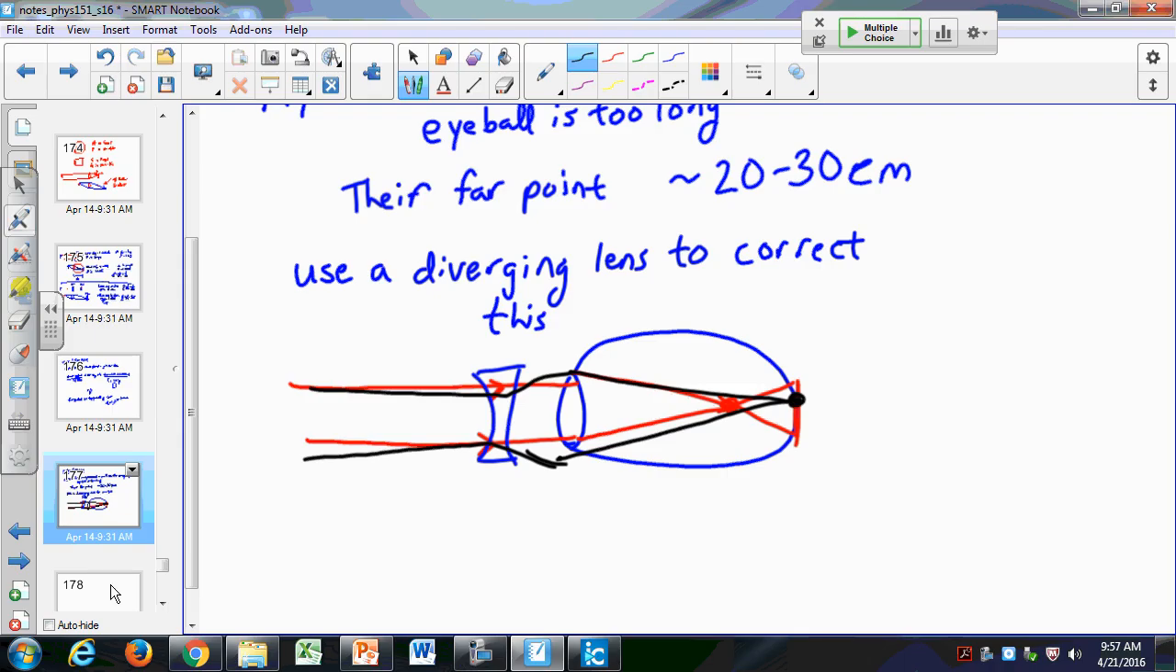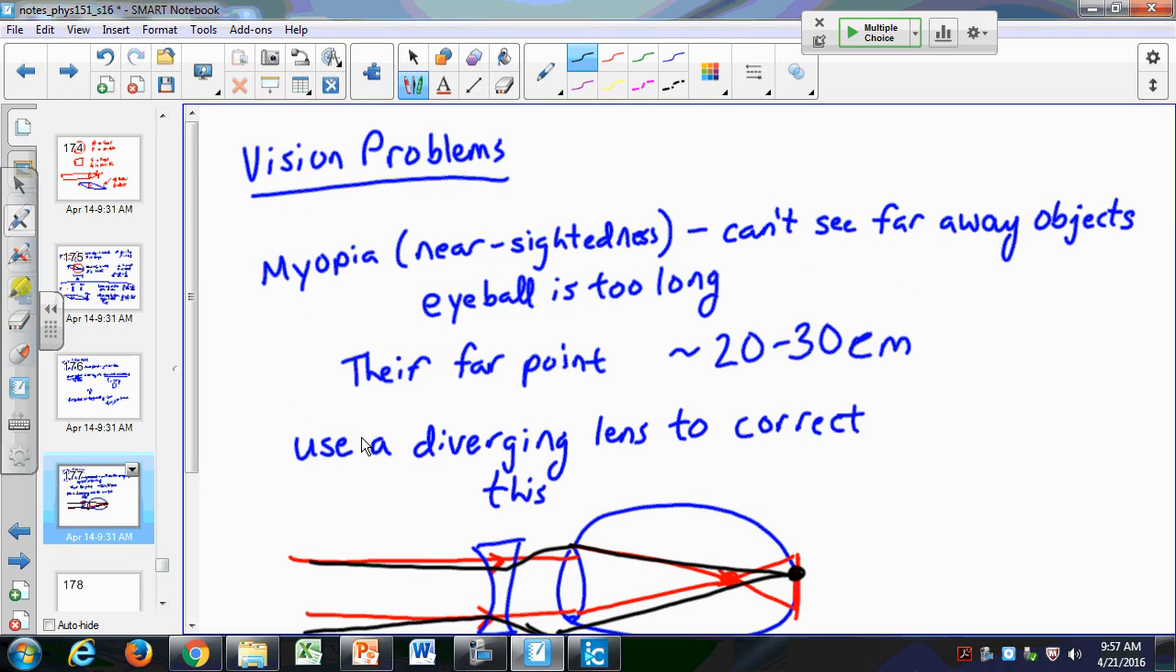Right, so that is myopia. Know what it is, right? How it affects people, and then also how to correct for it.